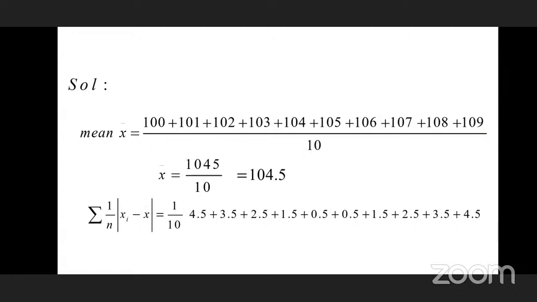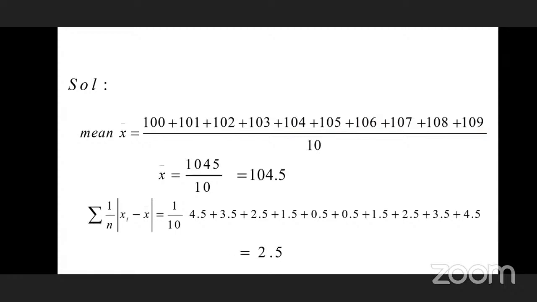Sum of 10 terms of xi minus x bar. Xi value 100 minus 104.5 is 4.5. Next one, 101 gives 3.5. 104.5 minus 102 is 2.5. Then 1.5. 104.5 minus 104 is 0.5 only. Then 105 gives 0.5. 106 gives 1.5. Why? Because we are taking the modulus.